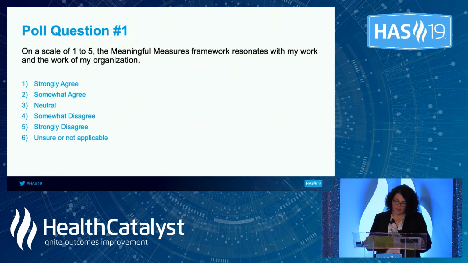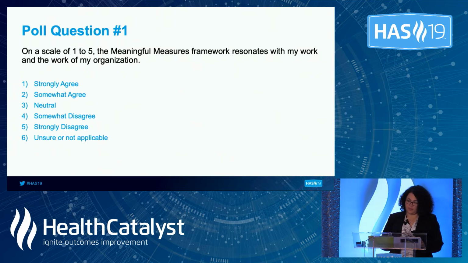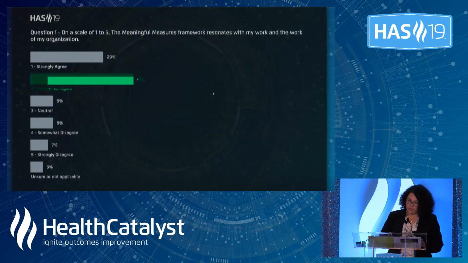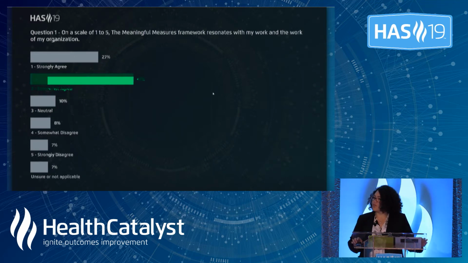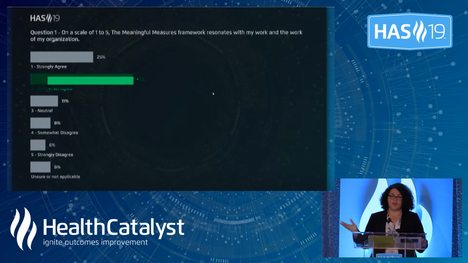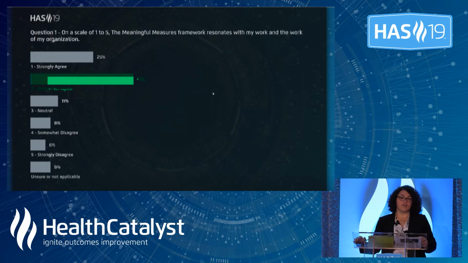Okay, go ahead and take a second. And if we can show the results on the screen now, it looks like the majority of the people in the room are choosing option number 2. They somewhat agree. Okay, awesome. I am happy to hear that. And please, feel free to provide additional comments or questions with that. Especially, I can't see the screen, but especially if you said it didn't resonate with you, I'd love to hear why or what pieces.